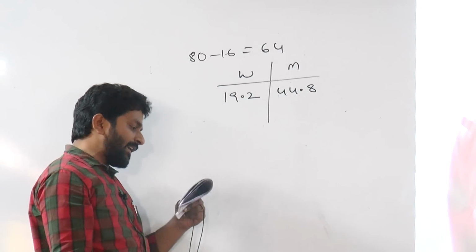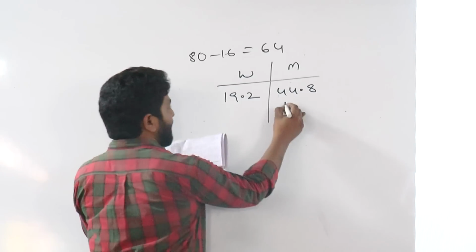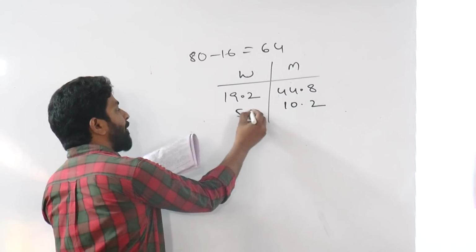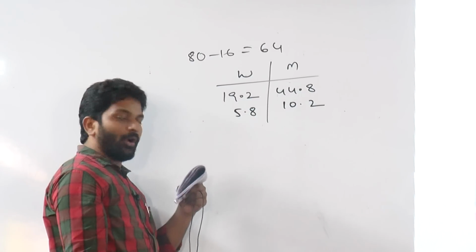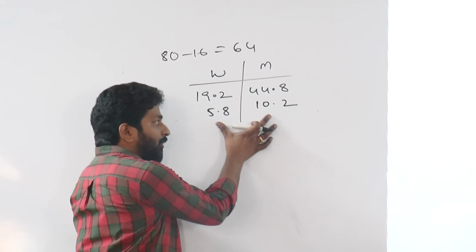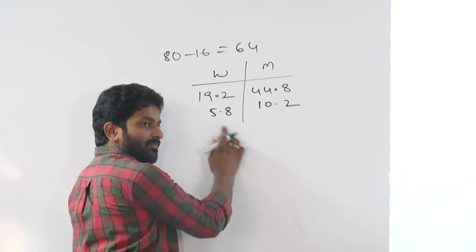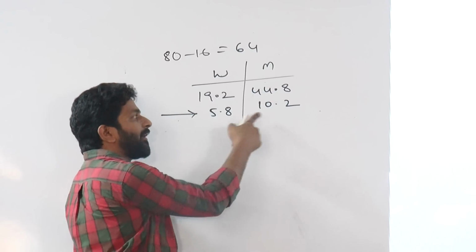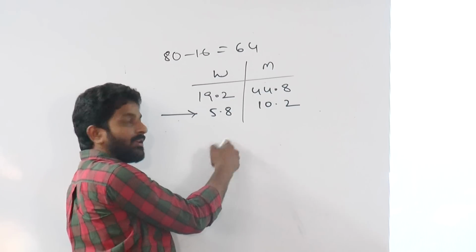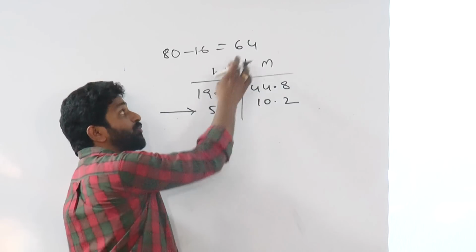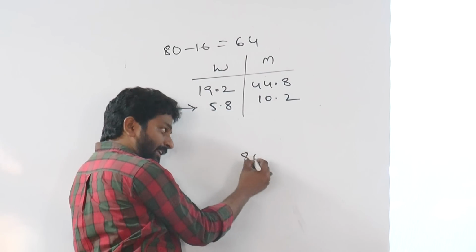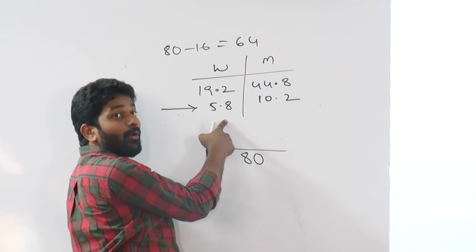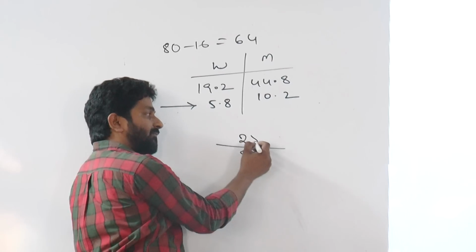Now, after this he is adding 10.2 liters of pure milk and 5.8 liters of pure water. So in total he is adding how many liters? This is the new quantity, right? 5.8 plus 10.2, how much? 16. So in total he is adding 16 liters to 64. That will be 80 liters. And out of 80 liters, you are asked to calculate the percentage of water. How much is this? 25.